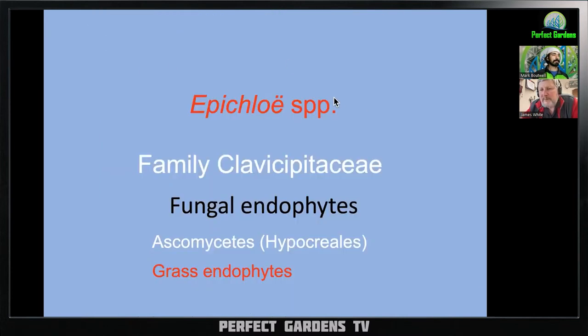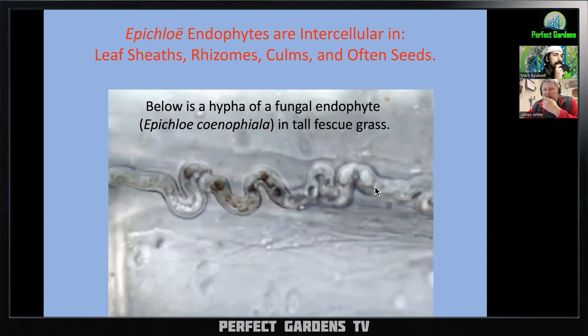This is another one. This is epichloë. This is one that I spent a lot of time studying, and a lot of people did. Epichloë is a fungal endophyte that occurs in grasses. And that first picture that I showed you, the blue hypha inside the grass, that's this fungus. And it's also related to the ergot fungus and to the one in morning glory too. This is in the family Clavicipitaceae. These are common fungal endophytes, and they produce chemicals. And this is what they look like in the plant.